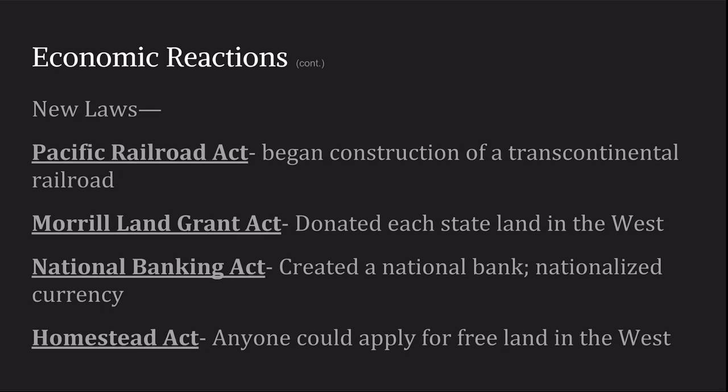The National Banking Act created a national bank and nationalized the currency. That's more or less the money that we use today. And then the Homestead Act: anyone could apply for free land in the West.